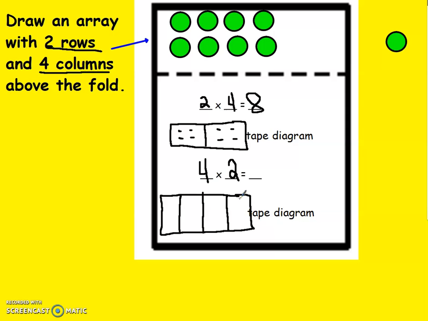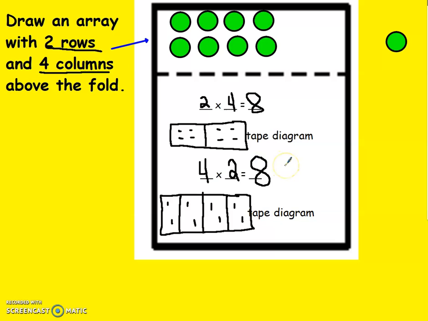And how many go in each group? 2. So let's start the first group, 1, 2, and start the second group, 1, 2, the third group, 1, 2, and the last group, 1, 2. So 4 groups of 2. So let's count all the dots to see how many we have. 1, 2, 3, 4, 5, 6, 7, 8. So our answer would be 8.